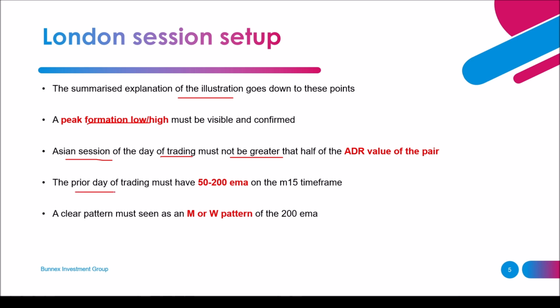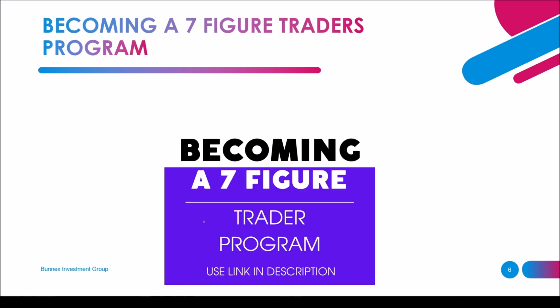The prior day of trading must have a 50/200 EMA on the M15 time frame. We must see a crossover of the 50 and the 200 EMA on the prior day of the day of trading. A clear pattern must be seen as an M or W pattern of the 200 EMA. We are saying a W or an M pattern of the 200 EMA is our entry trigger.